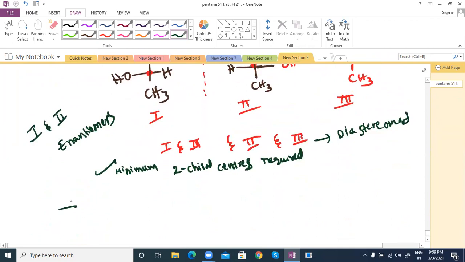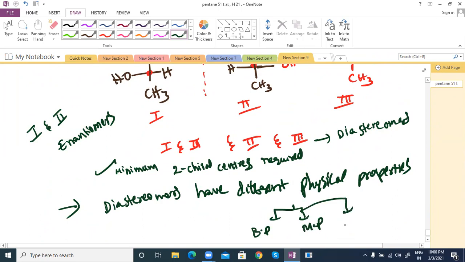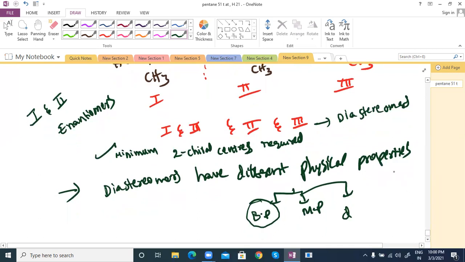Diastereomers have different physical properties, but the same chemical properties. Different physical properties mean they may have different boiling points, different melting points, different densities. If the boiling points are different, can you apply a distillation process to separate them? Yes. So diastereomers you can separate very easily, but enantiomers you can't separate.